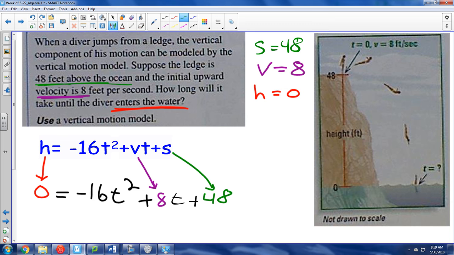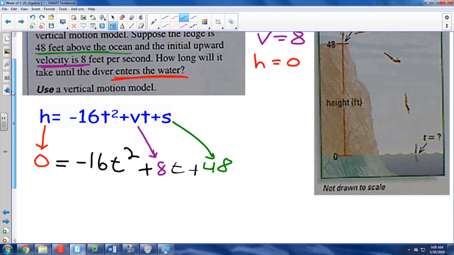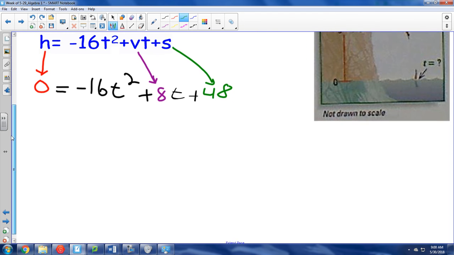Are there any questions about the setup? No? Now you had to use your brain, the power of your own mind, to figure out what was what: the starting point, the final height, and the velocity. But now that you've plugged them in, you should say, hey, this is a pretty familiar equation right here.